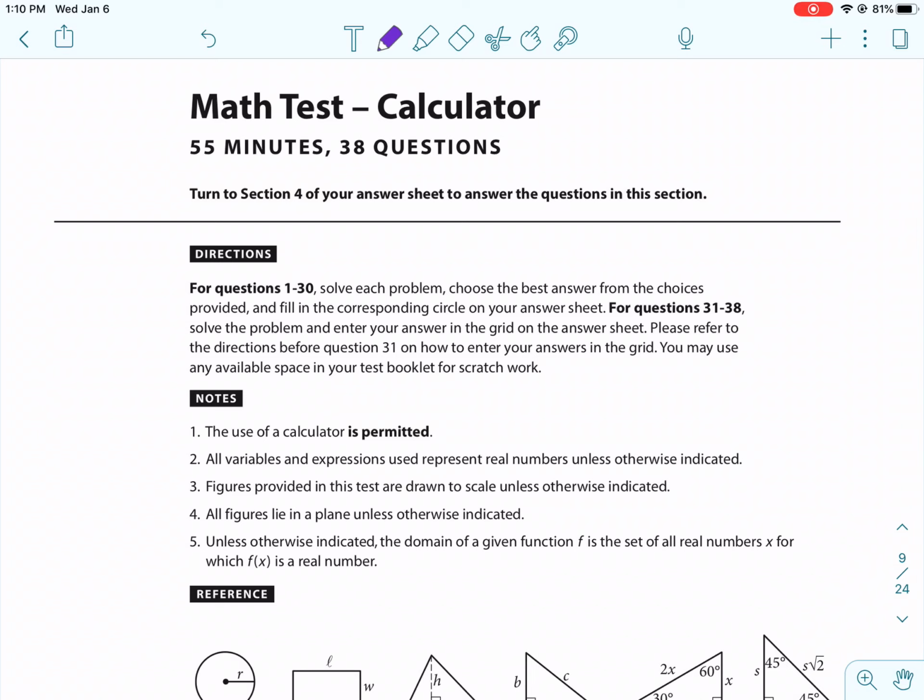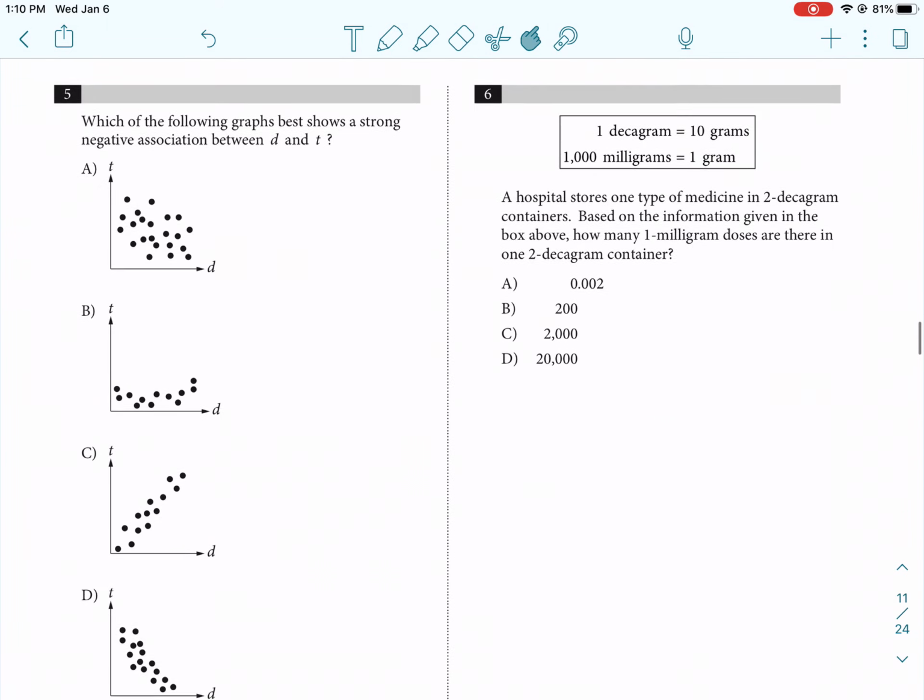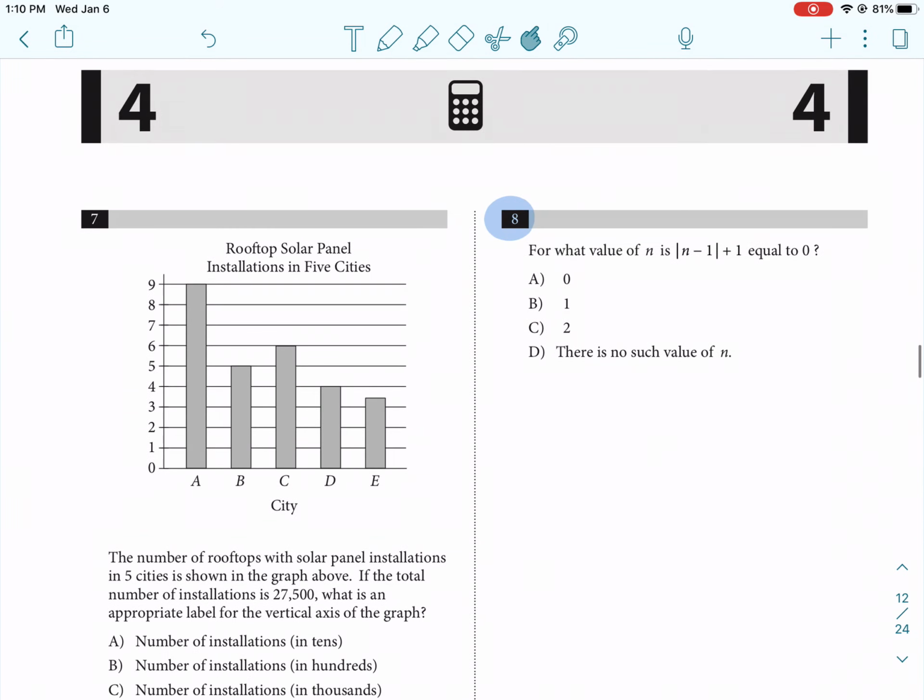Hey everybody, this is Mrs. Ludis again. We're going to switch our attention now to the most missed questions that we think you can get right on the calculator portion. If I scroll down here a little bit, we're going to start with question number 8.